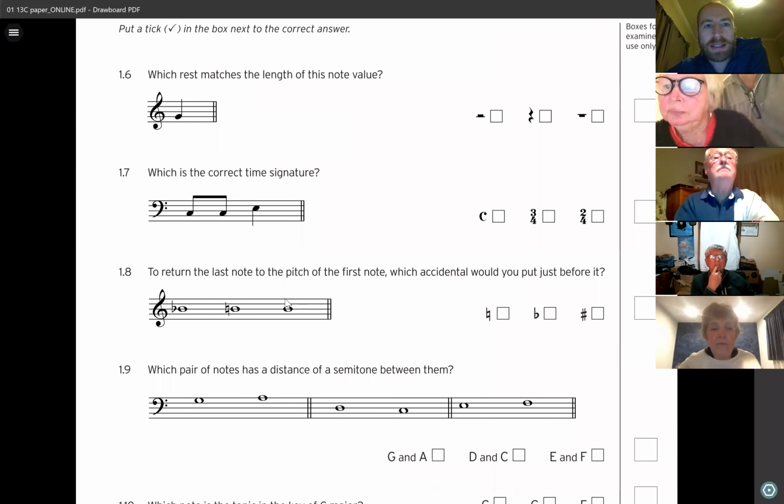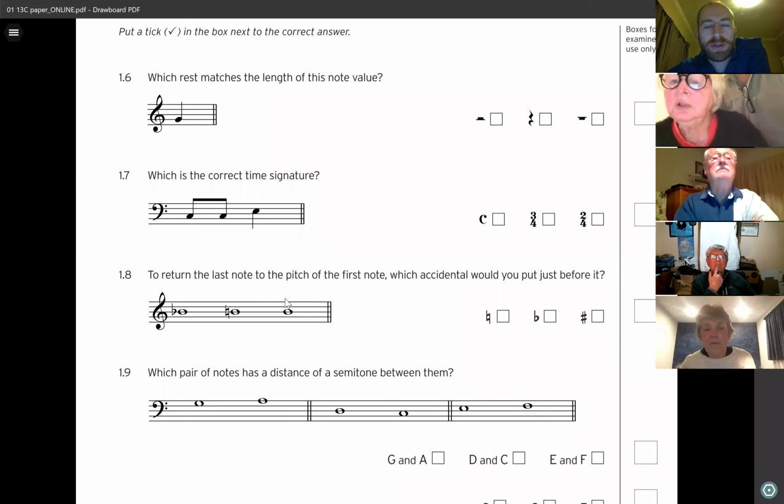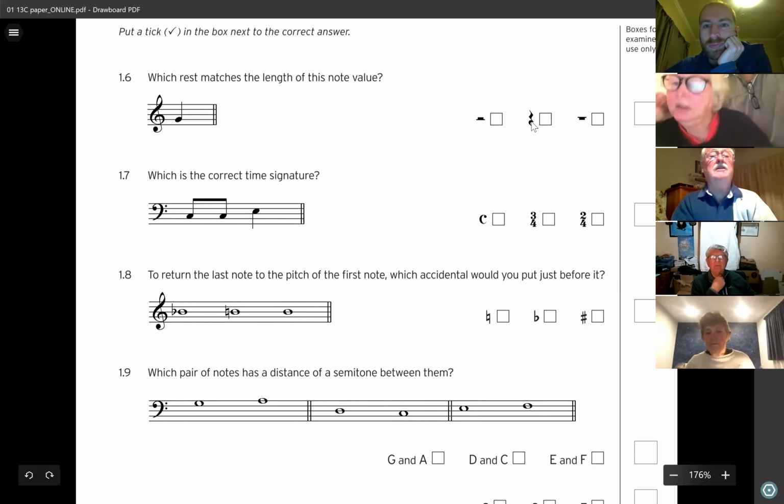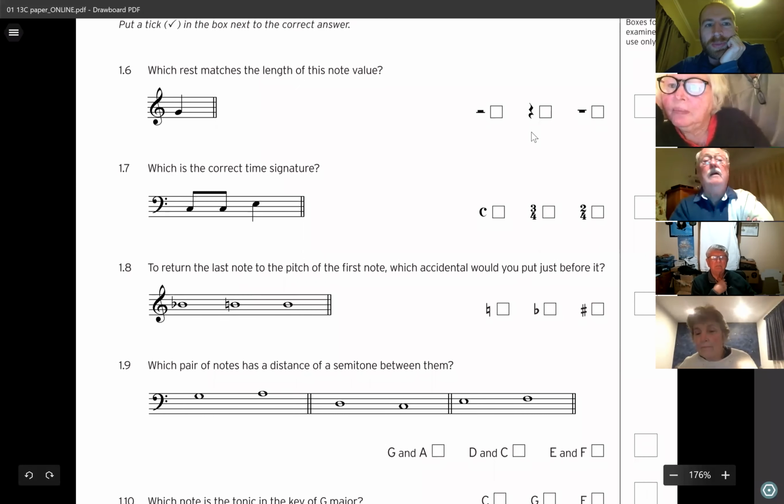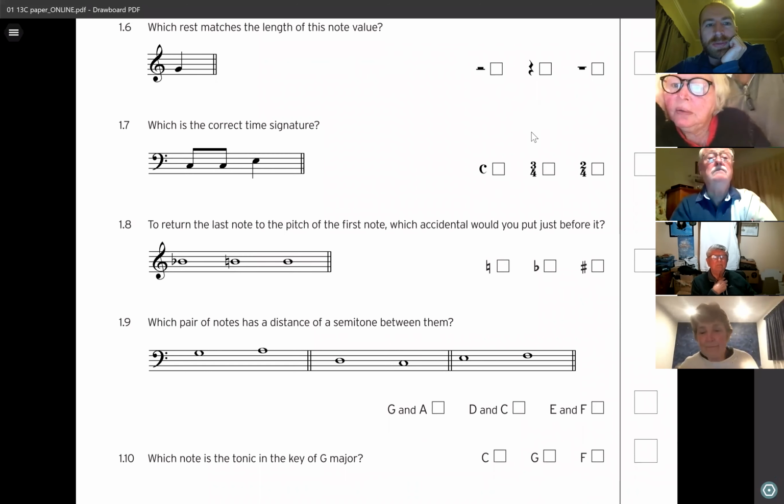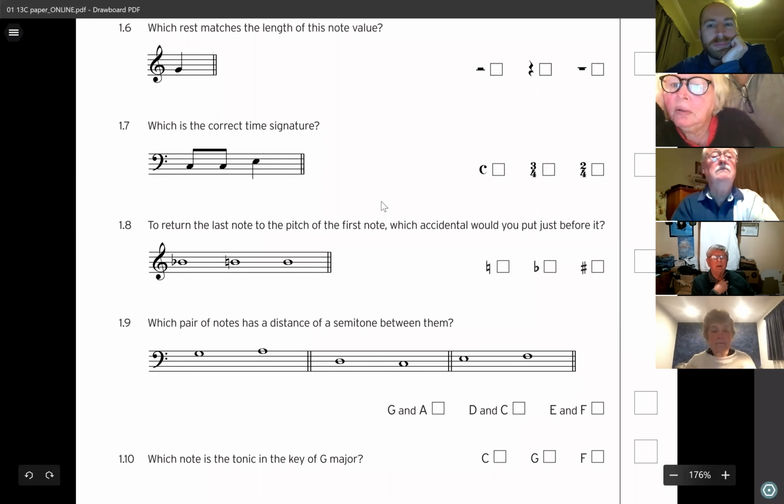Which rest matches the length of this note value? Second one. Yep, second one. Yep, that's a crotchet rest. What is the correct time signature for this bar of music? The third one. 2-4. Yeah, 2-4 it is.